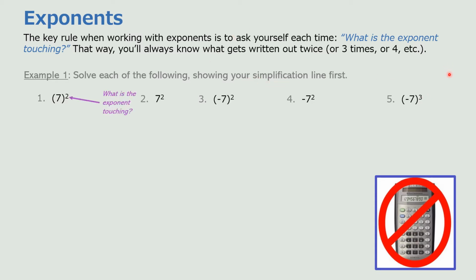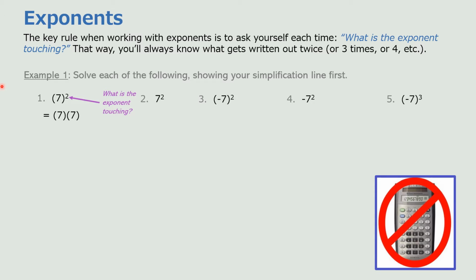First thing we have to look at is what is the exponent touching? So that exponent is a 2, and that 2 is literally touching a bracket right here. That's what it's touching, is a bracket. It's not touching the 7, it's touching the bracket. Brackets always come in pairs, so that means the bracket set must be written out twice and whatever is inside it. So your first line has to look like this.